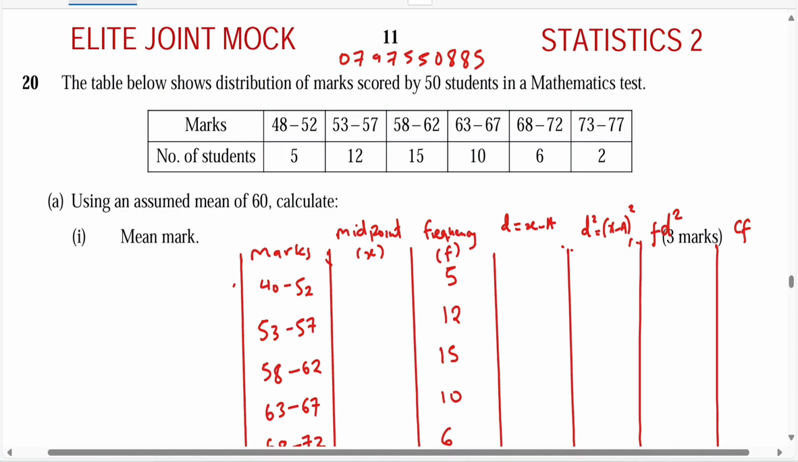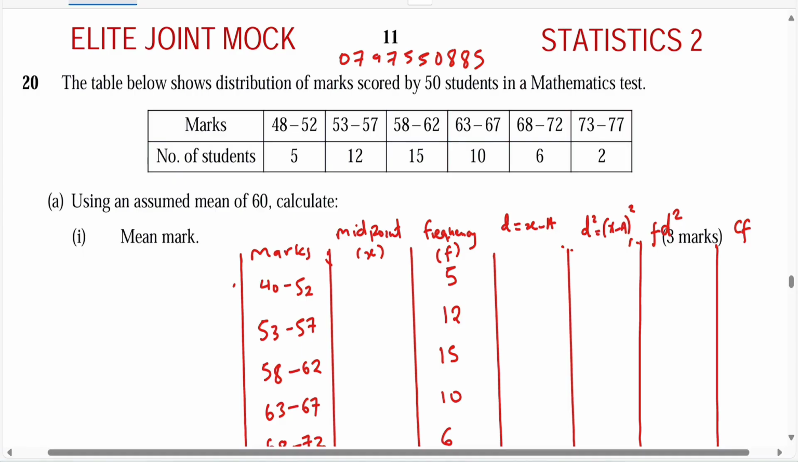Okay. Question says the table below shows distribution of marks scored by 50 students in a mathematics test. Those are the marks. Number of students: 5, 12, 15, 10, 6, 2. Question A, using an assumed mean of 60, calculate the mean mark.